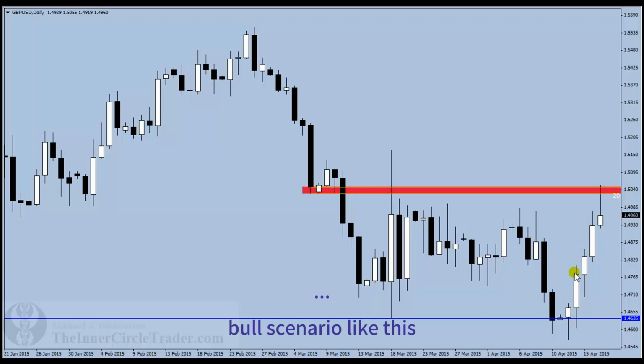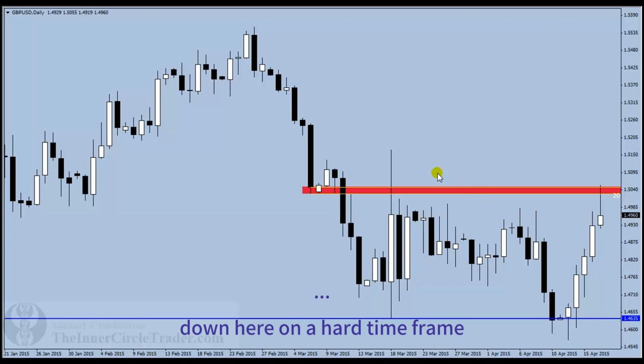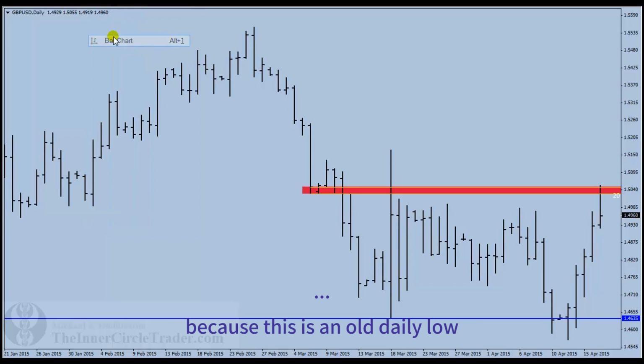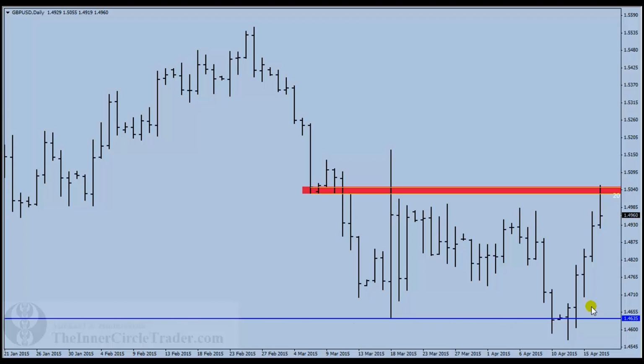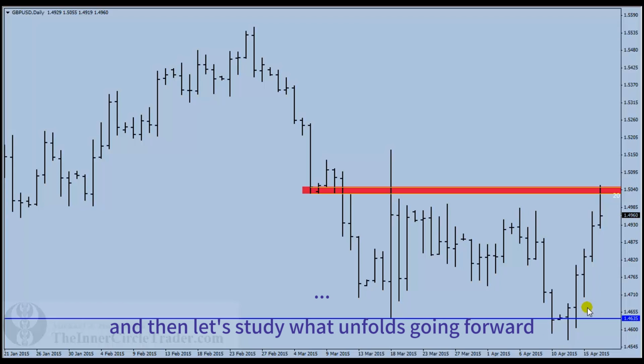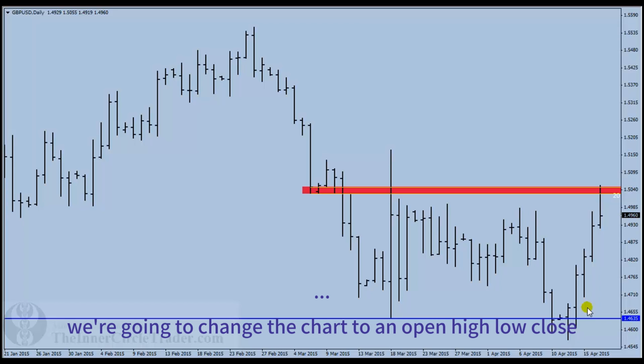Okay, and then let's study what unfolds going forward. We're going to look at this price action in here. Price dipped below it, yes, but watch what happens. We're going to keep this in here, but we're going to change the chart to an open, high, low, close. Okay, and we're now going to introduce a revisiting of Power of 3. Power of 3 is my ICT accumulation to distribution concept, and this is really one of the things that I believe put me over the edge with what I learned from my mentor, Larry Williams.